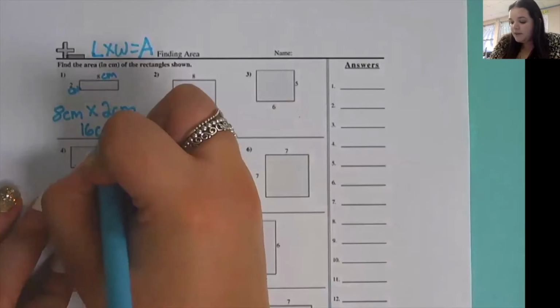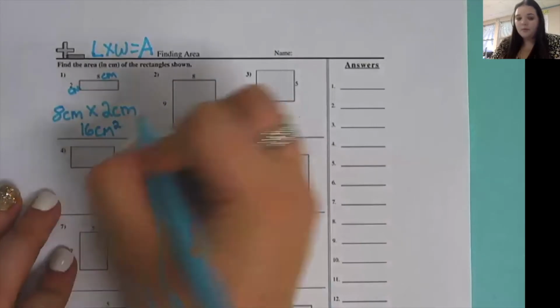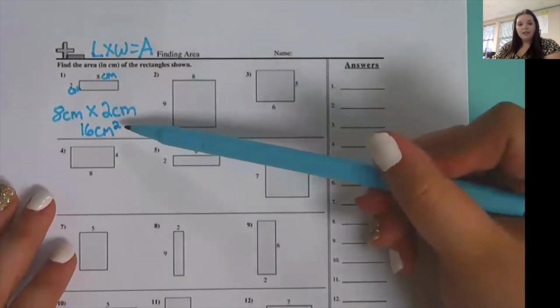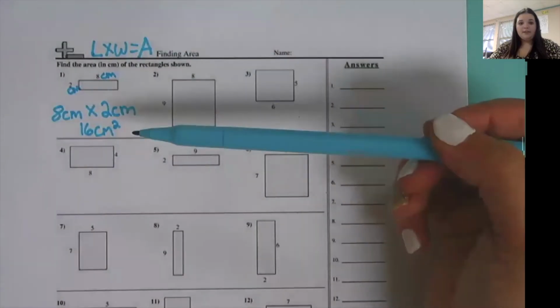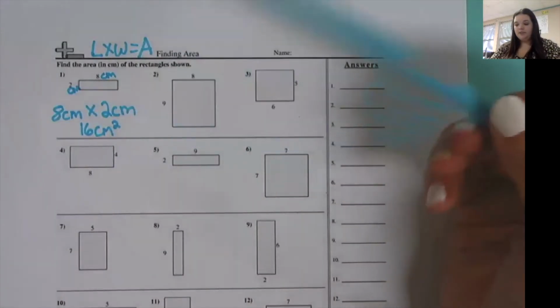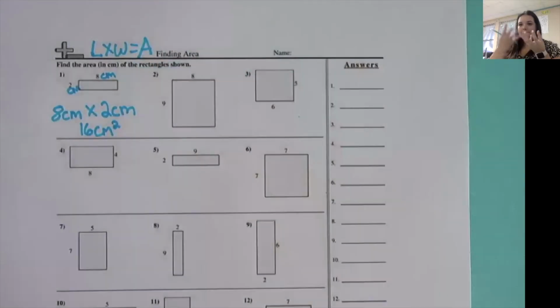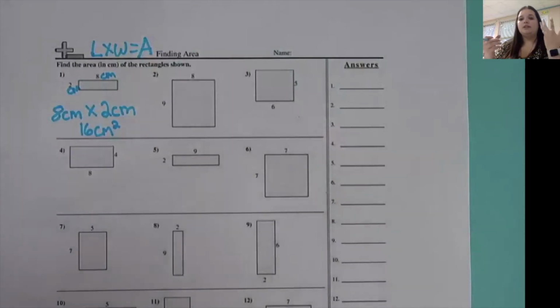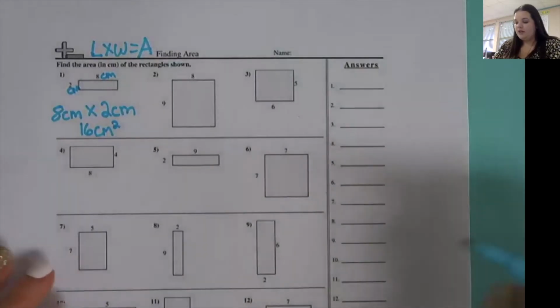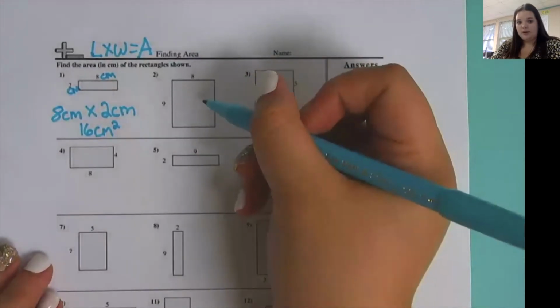16 centimeters squared. We're always going to put that 2 right there. Now, the reason we put a 2 there is because we're multiplying a centimeter by a centimeter. So, centimeter and centimeter, when you multiply them, they're squared. So, let's try this one up here.